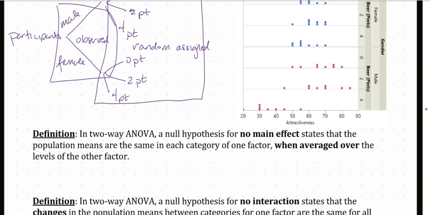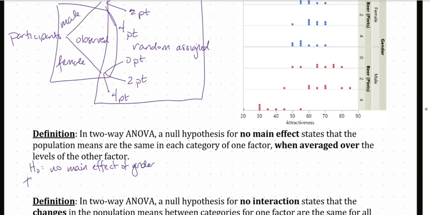So in a two-way ANOVA, a null hypothesis for no main effect states that the population means are the same in each category of one factor when averaged over levels of the other factor. So there are two main effects that we're interested in, so we need to write out what that means. So, for example, no main effect of gender would be our first null hypothesis.